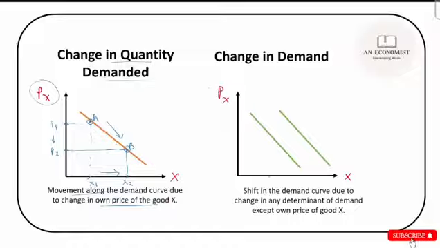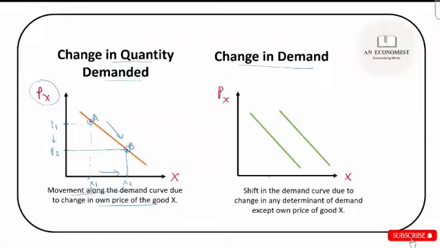So a change in demand due to the own price of the product will lead to a movement along the demand curve. You are not moving out to some other demand curve. You are just moving from this point to this particular point. So here you see a movement along the demand curve, and that is what we call the change in quantity demanded. Now what about change in demand?